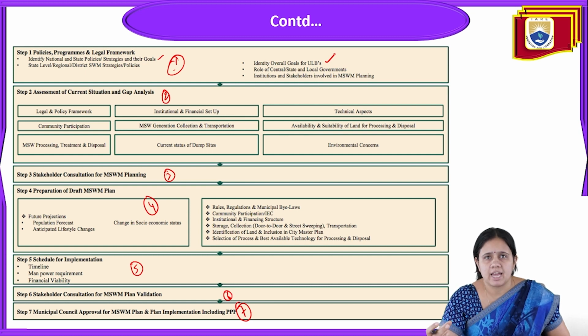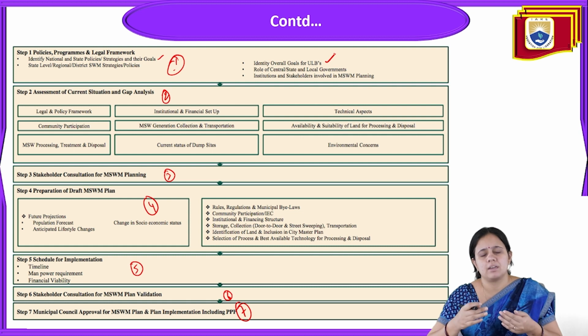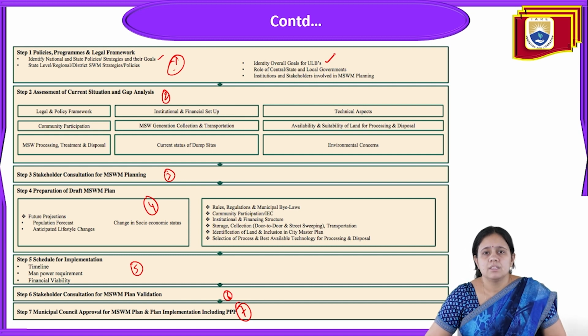So the current situation analysis and then the gap analysis: what is the current practice, what is the current situation for this particular locality, and what is the gap. The gap is in the form of legal and policy framework. They will make one framework for the legal advices and the different policies which will be required. Institutional and financial setups also, technical aspects also, community participation.